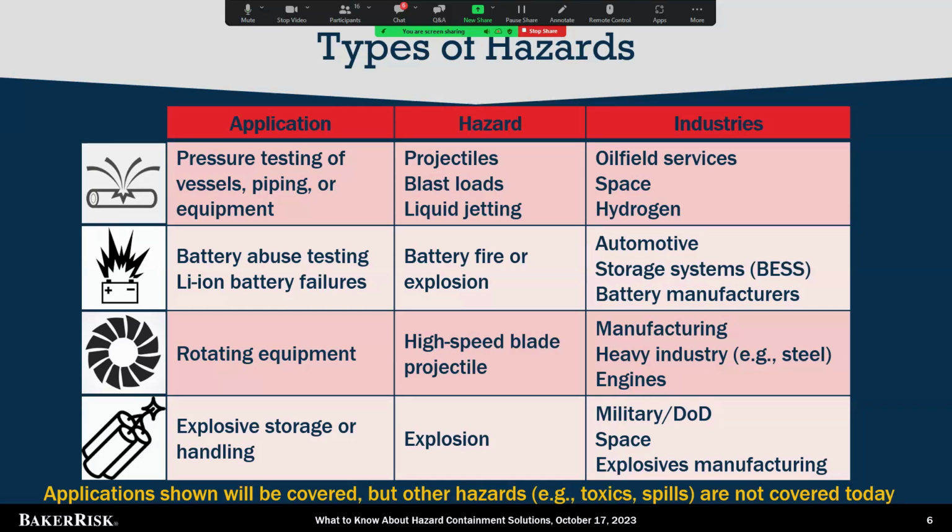And then the fourth and last is explosive storage or handling. Obviously, the hazard with this would be an explosion. Different industries would be the military, Department of Defense. Again, with space, they often have different types of explosives that they have to handle or store at their facilities. And of course, explosives manufacturing. Specifically, applications that will not be covered today are shown in the bottom there, would be toxics and spills.